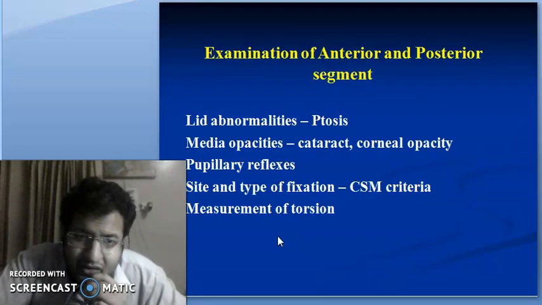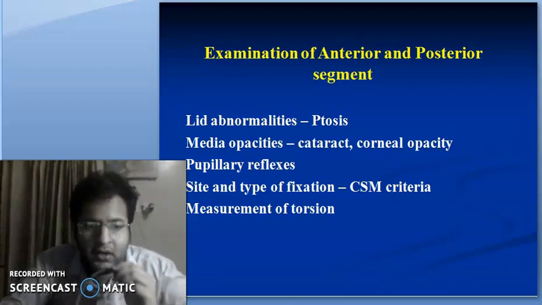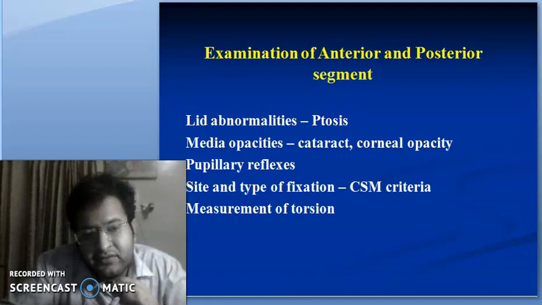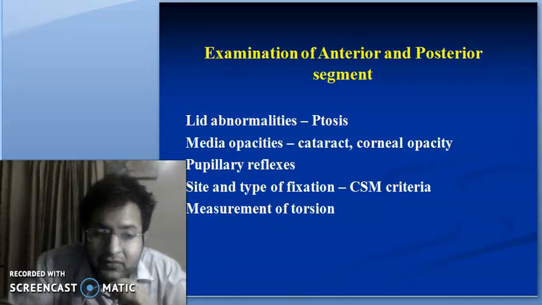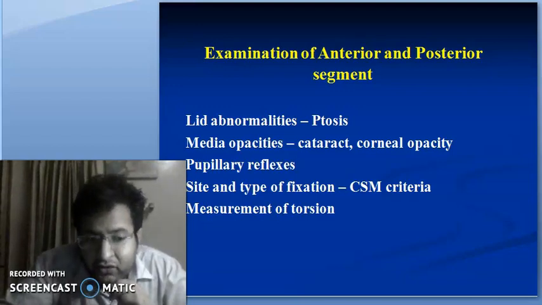We have to examine the anterior and the posterior segment. In the anterior segment, what all we have to examine, we have to look for any lid abnormalities, especially ptosis, any media opacity such as cataract or corneal opacity, and the pupillary reflexes. Pupillary reflexes can help us, like if there is a relative afferent pupillary defect present, we can look for the cause of the strabismus as being sensory. If the direct pupillary reflexes are okay, there is no APD, but still, if the third nerve is involved, even the pupillary reflexes, the indirect pupillary reflex will be lost.